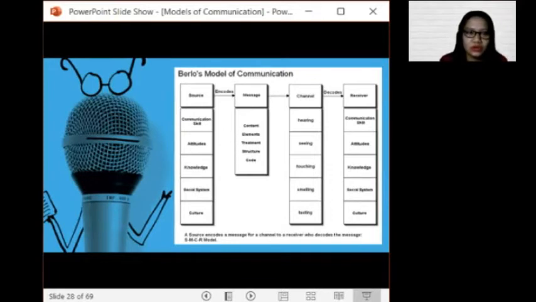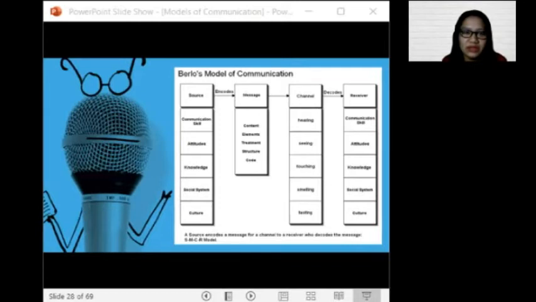So now let's move to the second element, which is the message. The message is, of course, being affected in this one. So we have different subcomponents of it, which is the content, the elements, treatment, structure, and also the code. So here, when we say content, of course, it's the topic, the whole message from the beginning up to the end. And of course the elements. We're talking about here the nonverbal things such as gestures, signs, and many more.